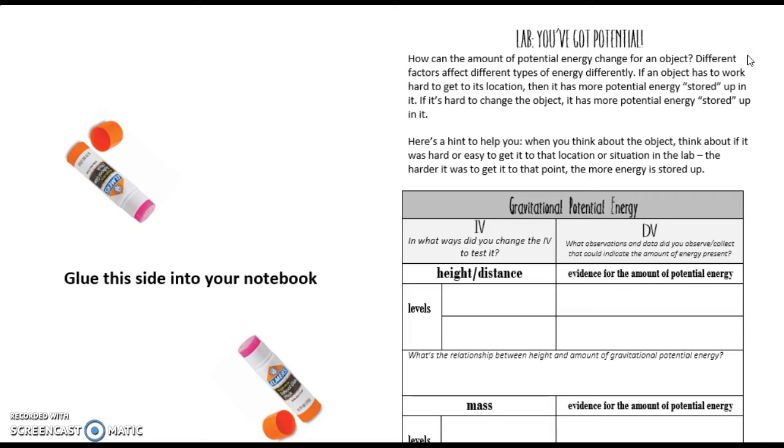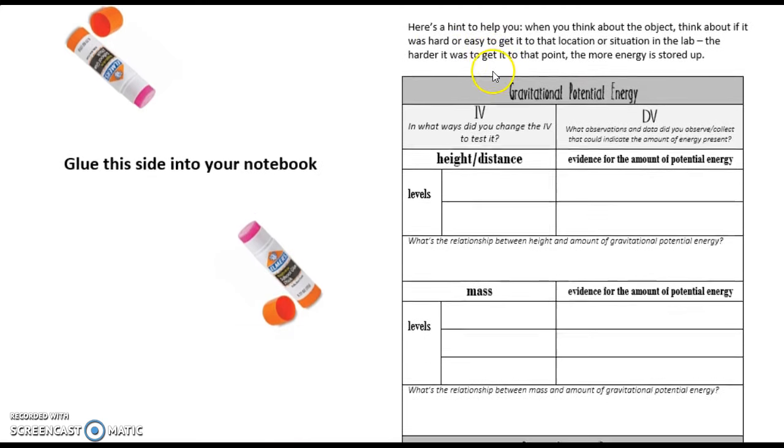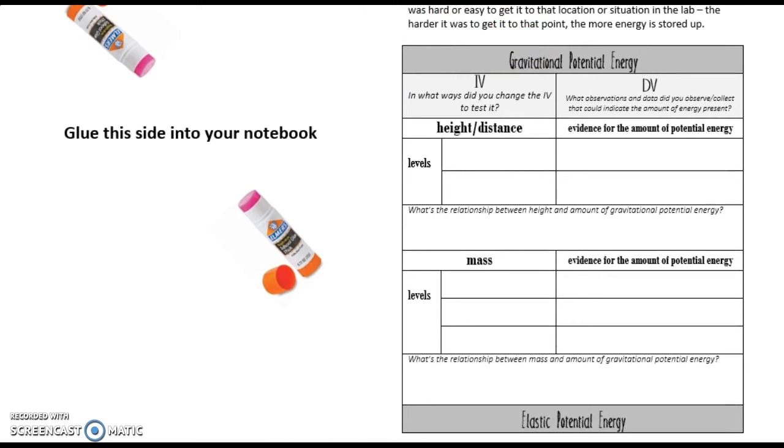So a hint to help you when you're thinking about this: think about if it was hard or easy to get the object to that location or in that situation in the lab. The harder it was to get to that point, the more energy it has stored up. So let's take a look at this gravitational potential energy here.